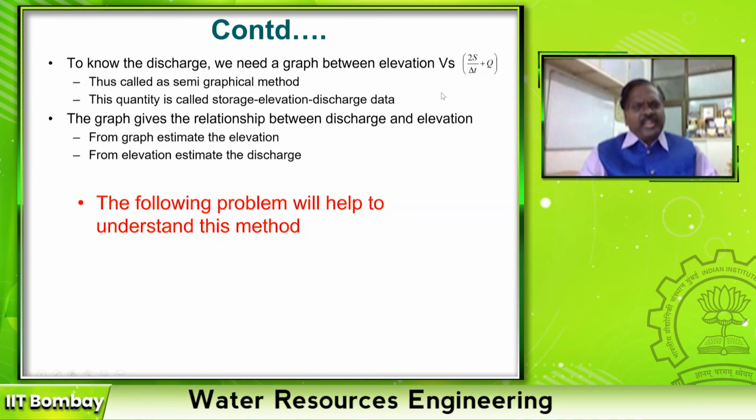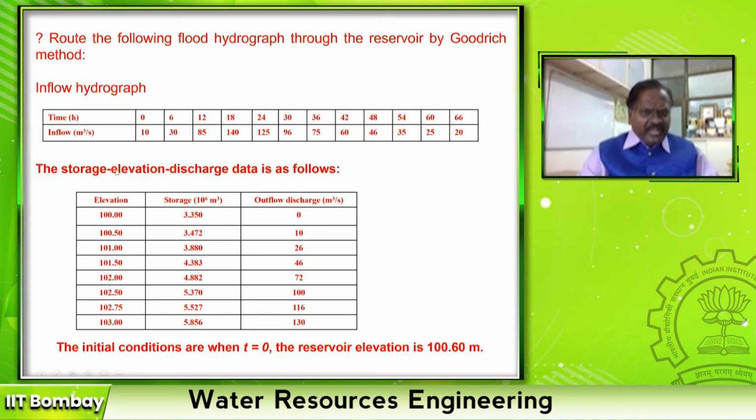First I have to derive this storage discharge curve. How to derive that? For that I need this area elevation curve. That means for the elevation of water level, right? And this is the storage in the dam and this is the outflow. It's a free outflow. And the initial conditions: T is equal to 0, the reservoir elevation is 100.6 meters. That means some quantity of water is already spilling from the dam. How is the flood coming? How safely do you have to dispose of it?